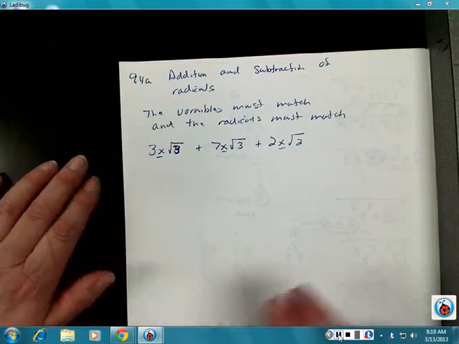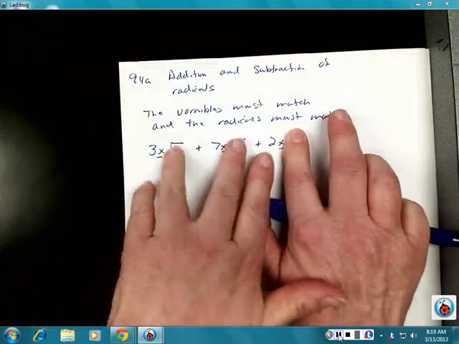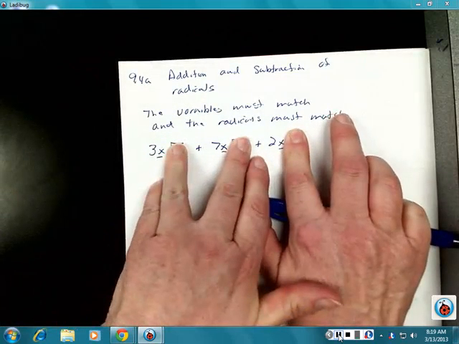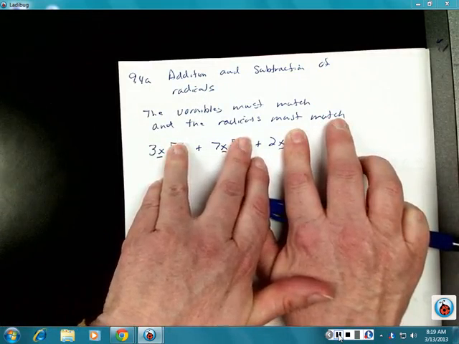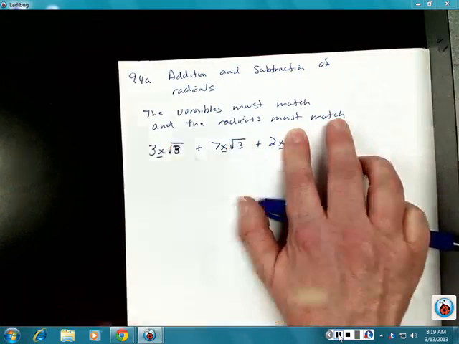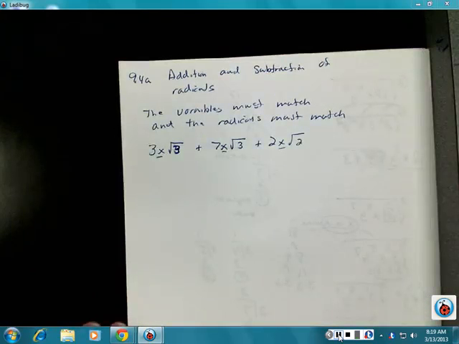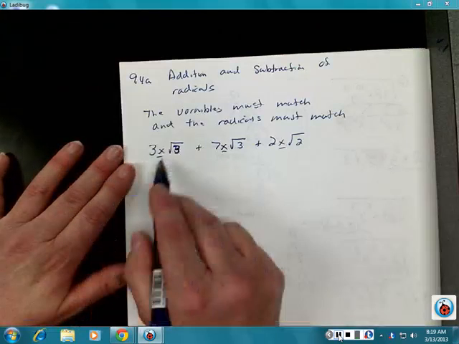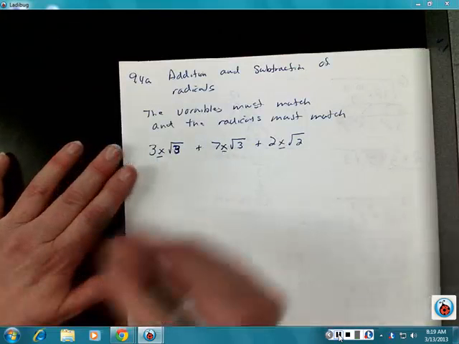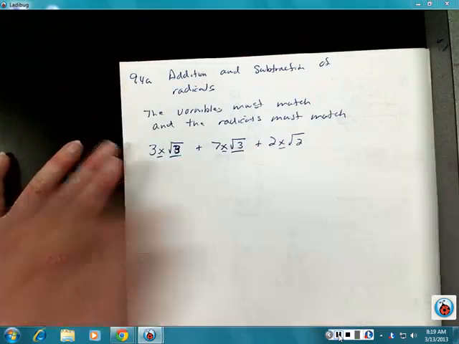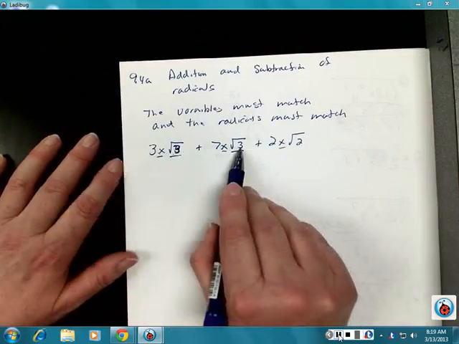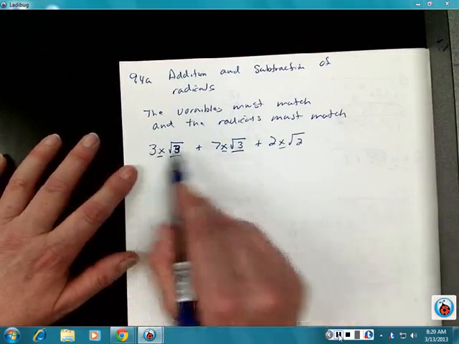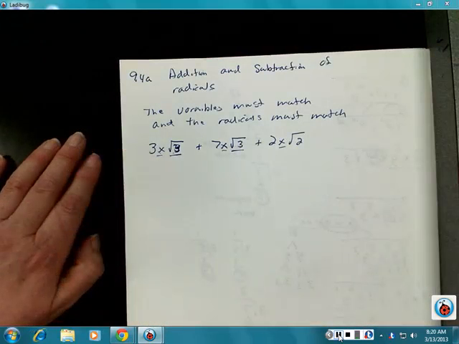So if we were back in basic algebra, we would take all that and stick it together, right? Because we could put 3 plus 7 plus 2 together, and we're good. But now when we put radicals in there, we have to not only look for variables to match, but we also have to make sure our radicals match each other. Since this is the square root of 3 and this is the square root of 3, these two match each other, but that one doesn't, right?